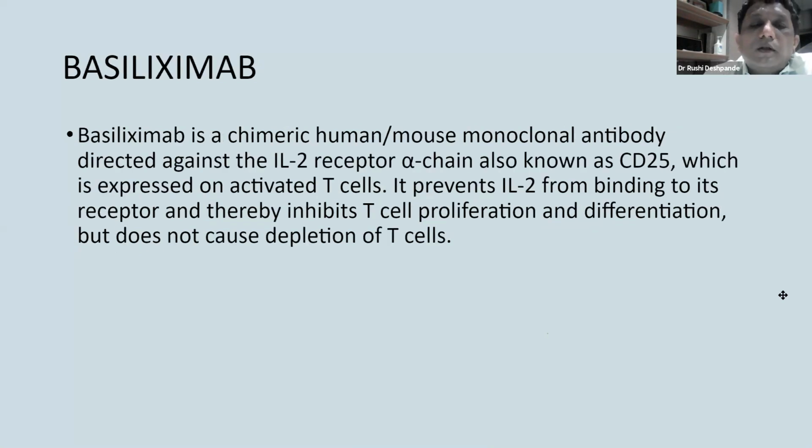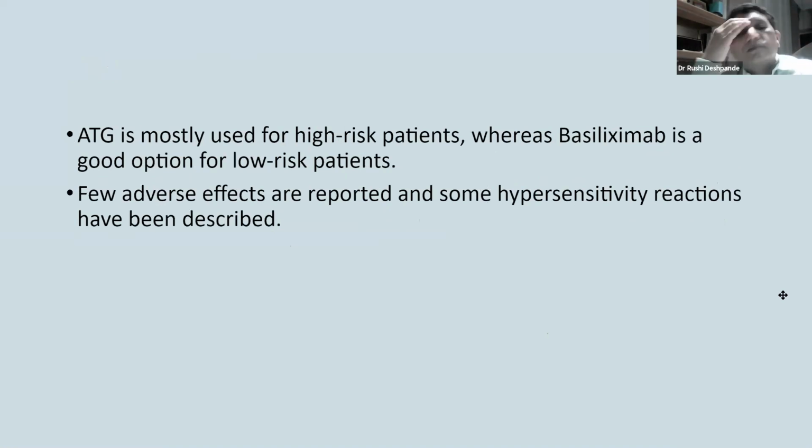Tocilizumab is your interleukin-2 receptor antibody. So it is a chimeric antibody, human and mouse chimera. CD25 is something that is expressed on activated T cells. So it prevents interleukin-2 from binding to its receptor and thereby inhibits T cell proliferation and differentiation, but does not cause depletion of these T cells. So ATG is mostly used for high-risk patients, whereas basiliximab is a good option for low-risk patients. Few adverse events are reported, and some patients can have hypersensitivity reactions to this drug also.